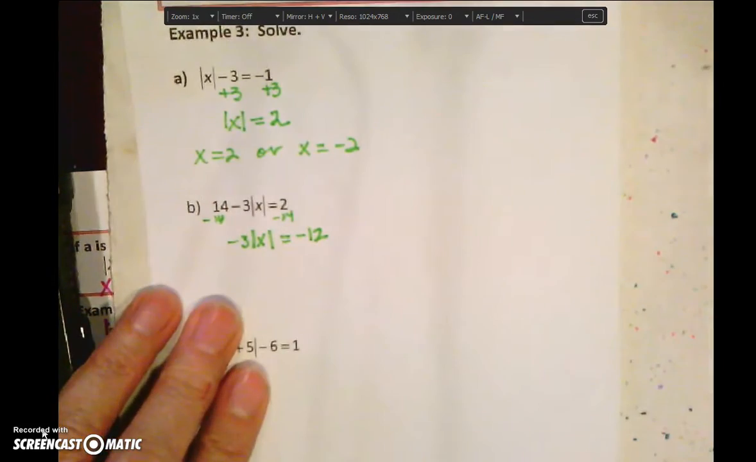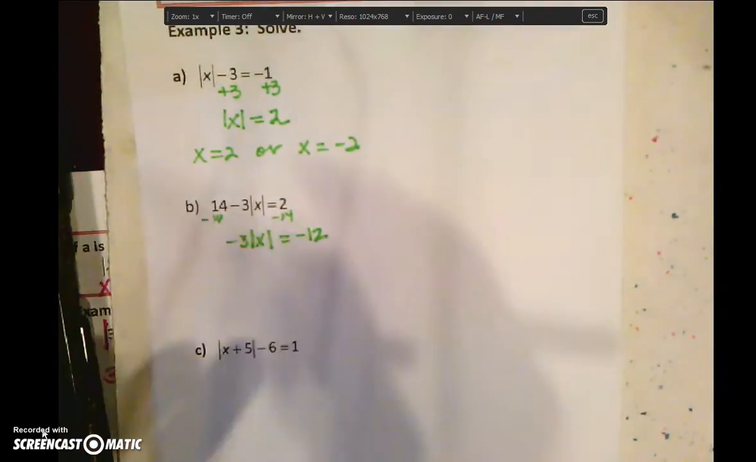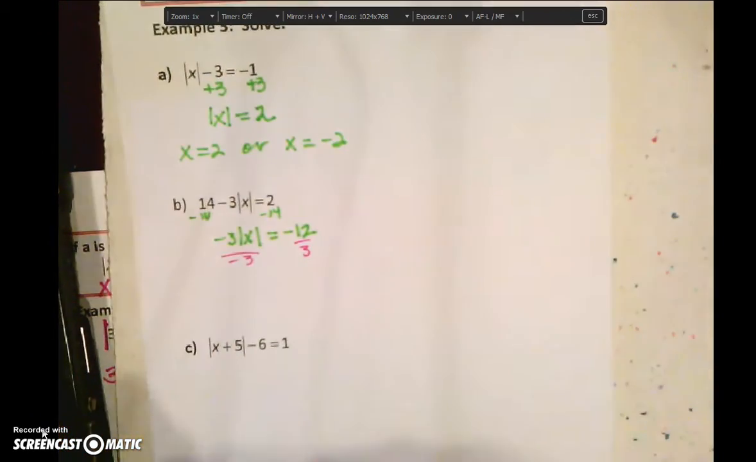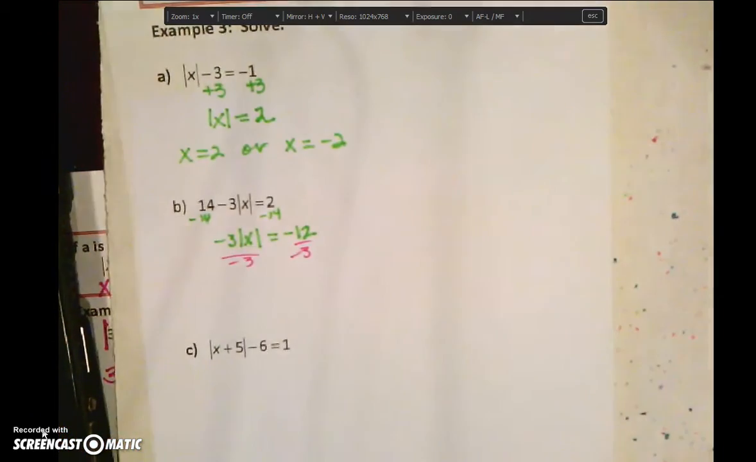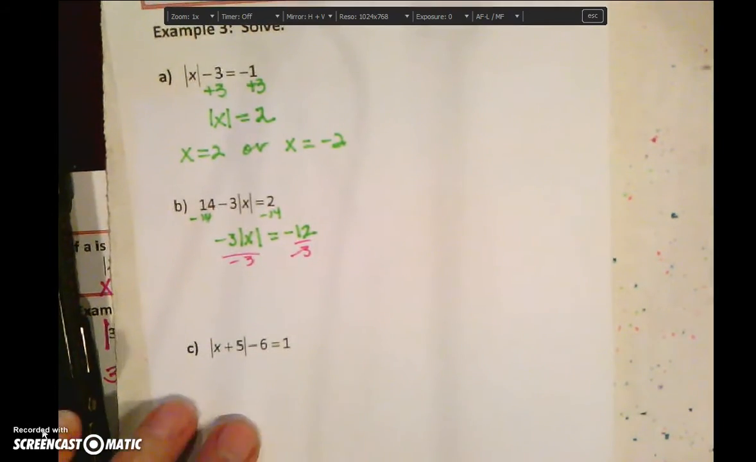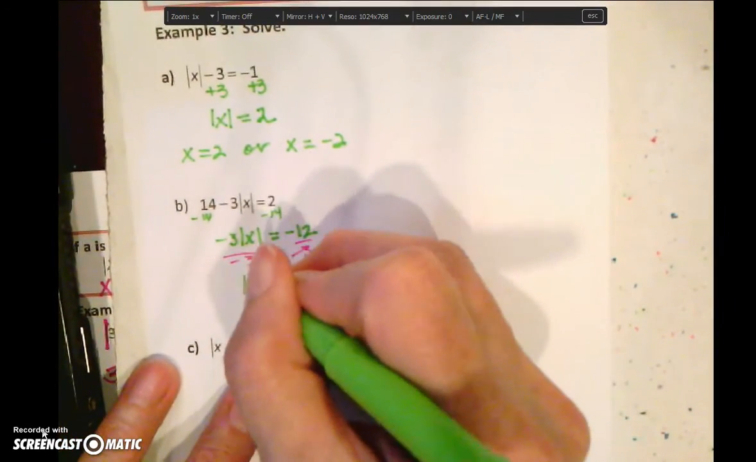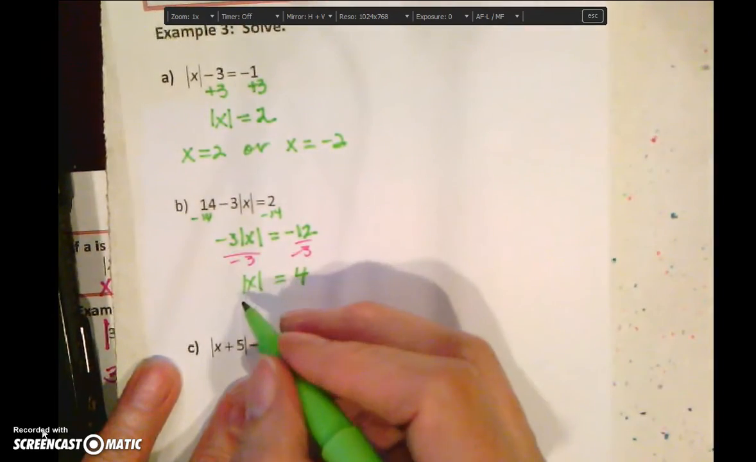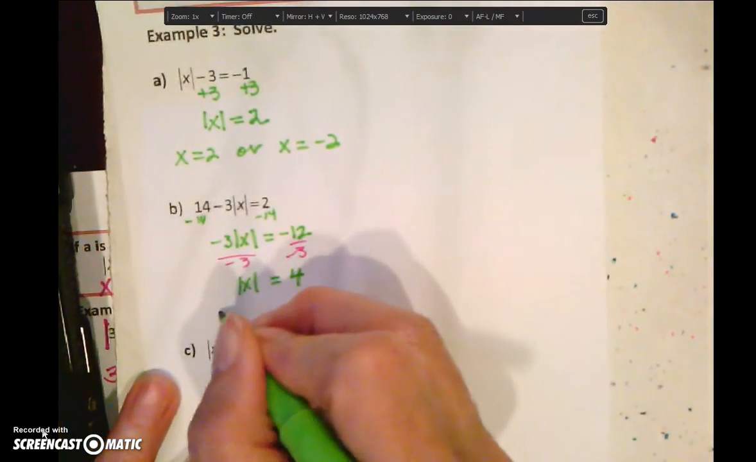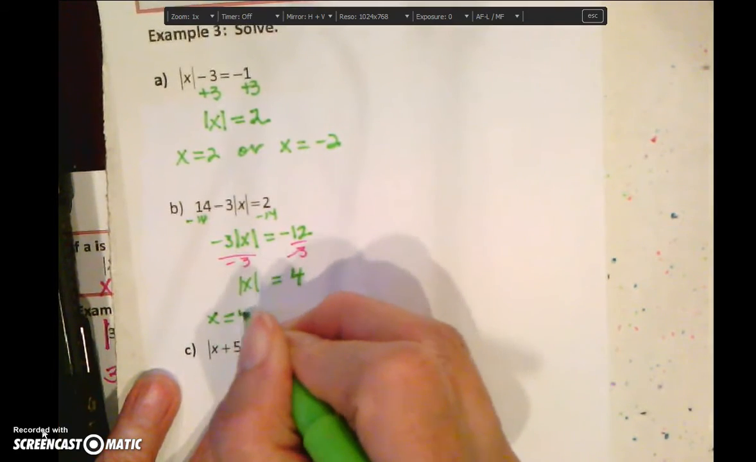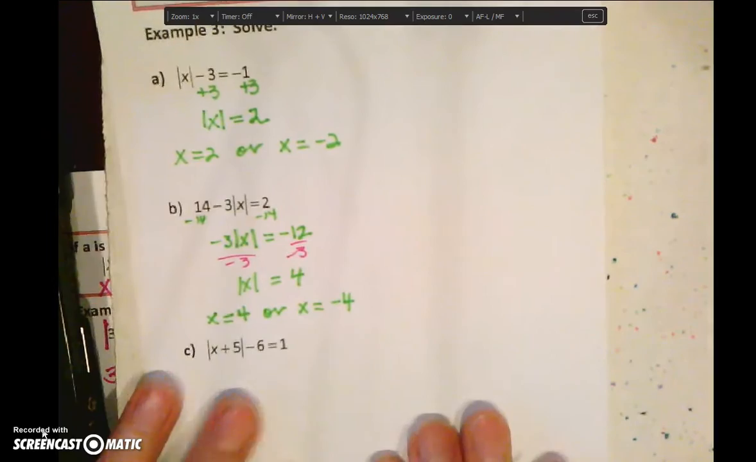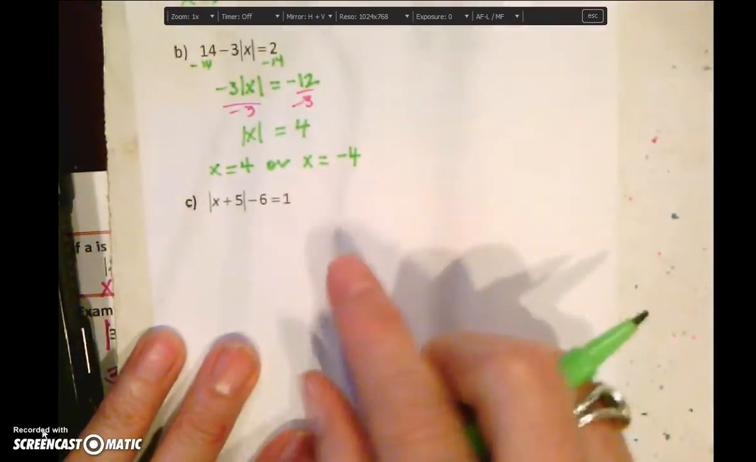Now what I want to do is divide by the negative 3 on both sides. And that's going to give me that absolute value of x is equal to 4. So now I can apply my absolute value rule and get that x is either 4 or x is negative 4.